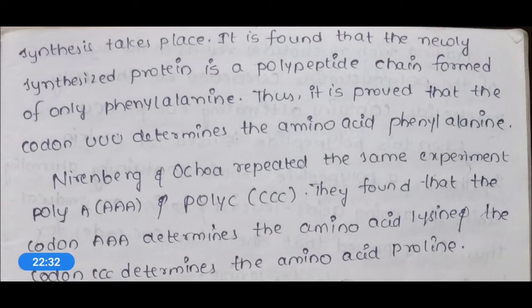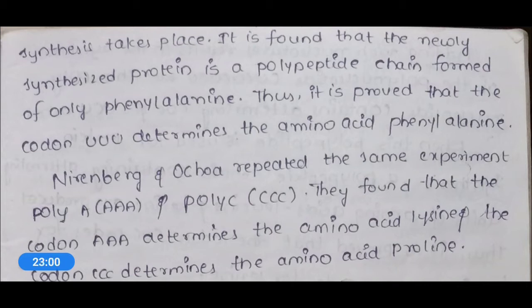Finally, there will be 4 triplet codons in the mRNA, and finally what will happen by the translation process? 4 phenylalanines will be produced. So in this manner, in the newly synthesized polypeptide chain, what happened? They observed only phenylalanine.